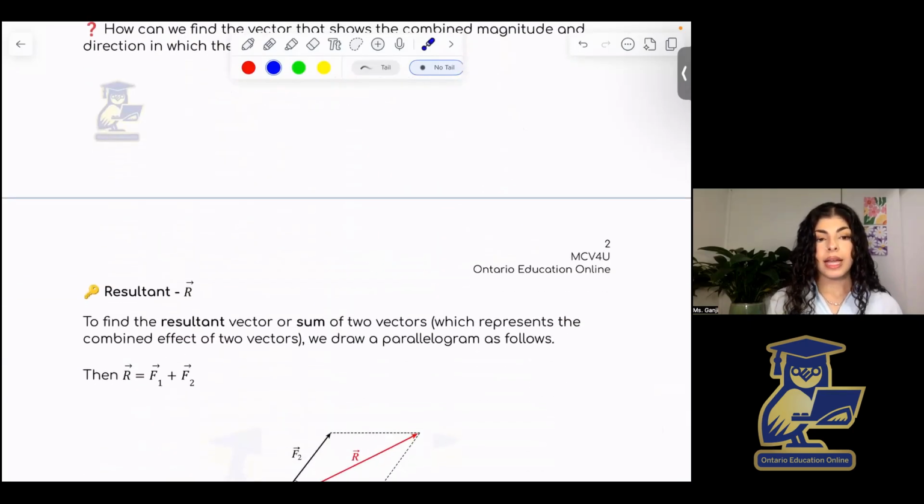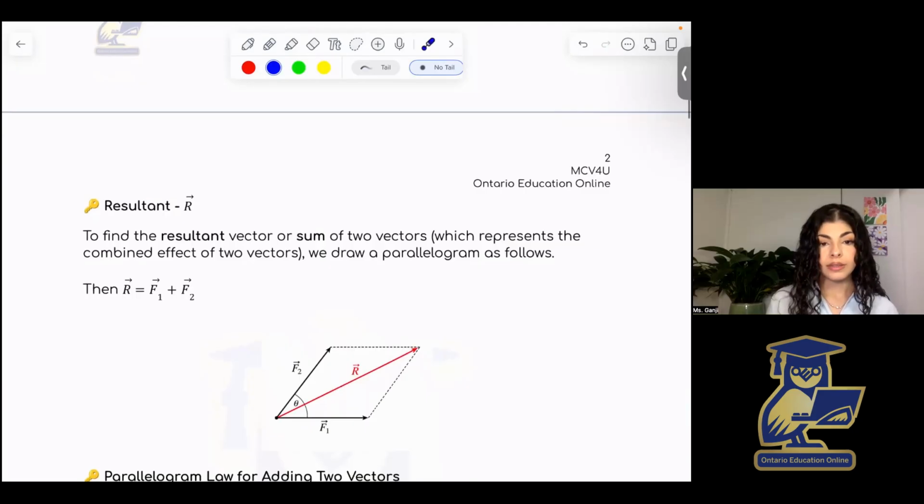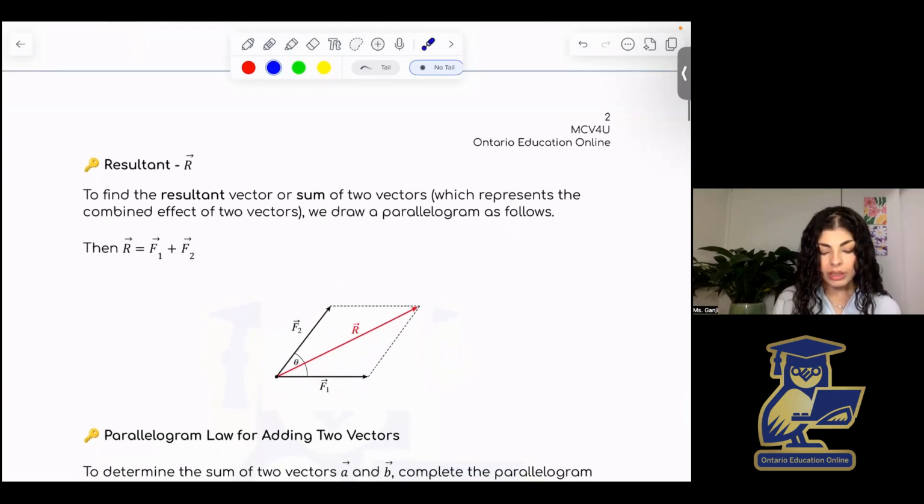And that vector is actually called our resultant vector. So a resultant vector is the sum of two vectors, and it represents the combined effect of the two forces, both in regards to magnitude and in regards to direction.